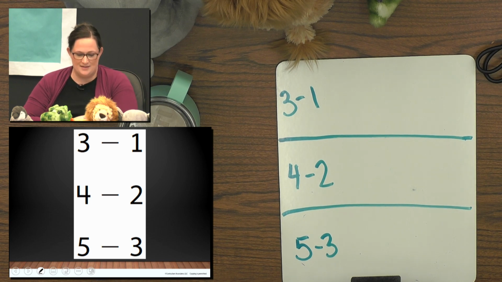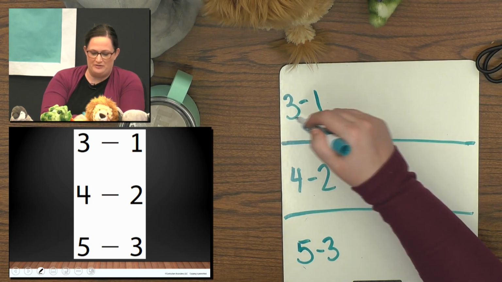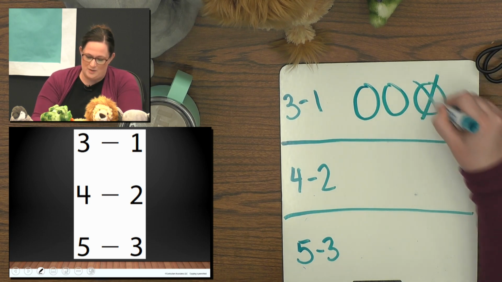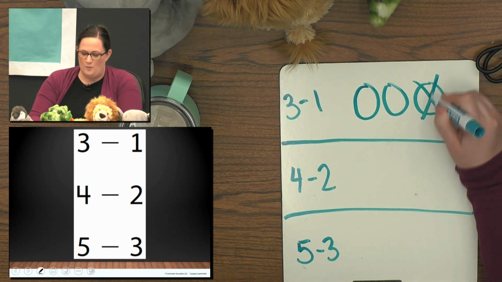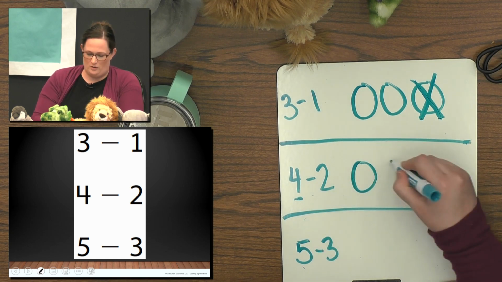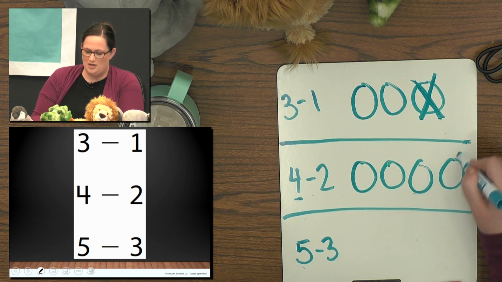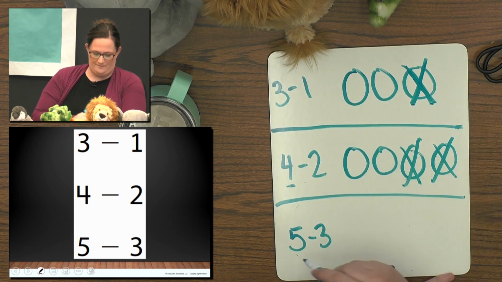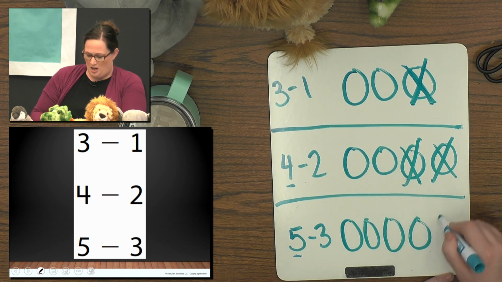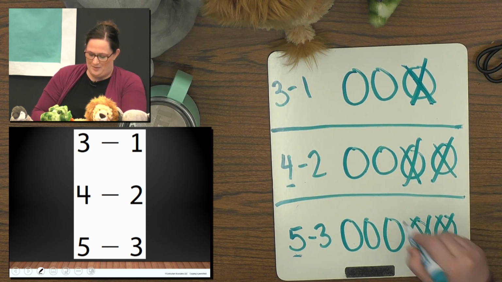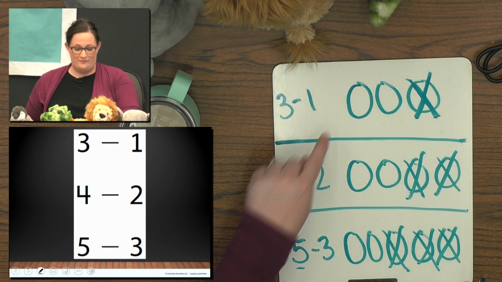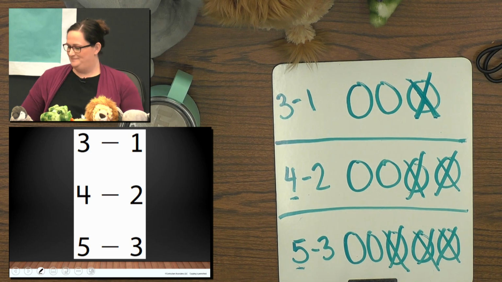Okay, friends. For the expression 3 minus 1, we have 3 and 1 taken away. 3 frogs on the log, 1 hops off. How many frogs on the log? 4 frogs on the log, 2 hop off. 5 frogs on a log, 3 hop off. Ta-da! In all of them, there's only 2 frogs left.